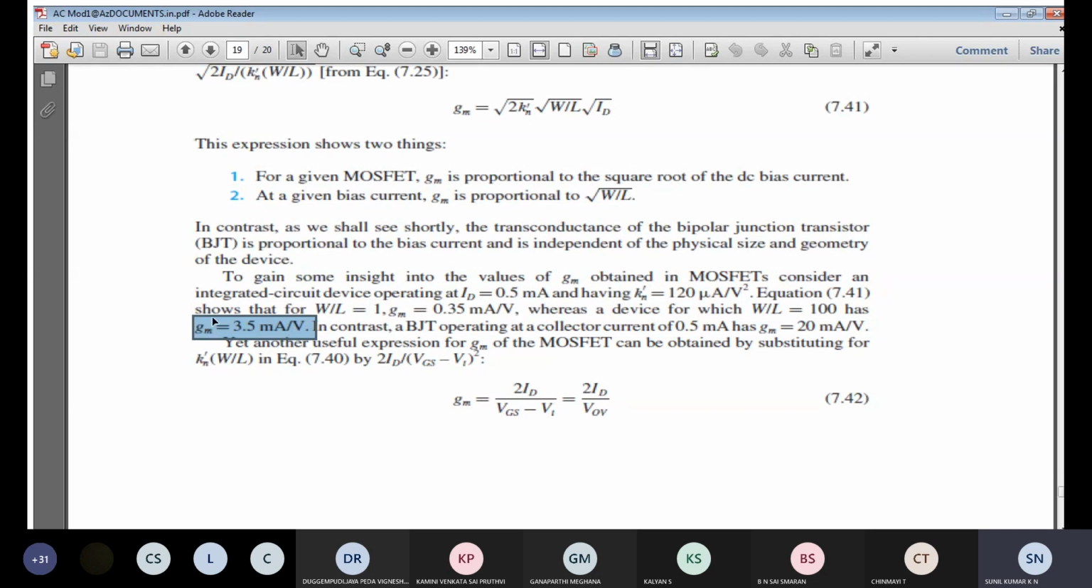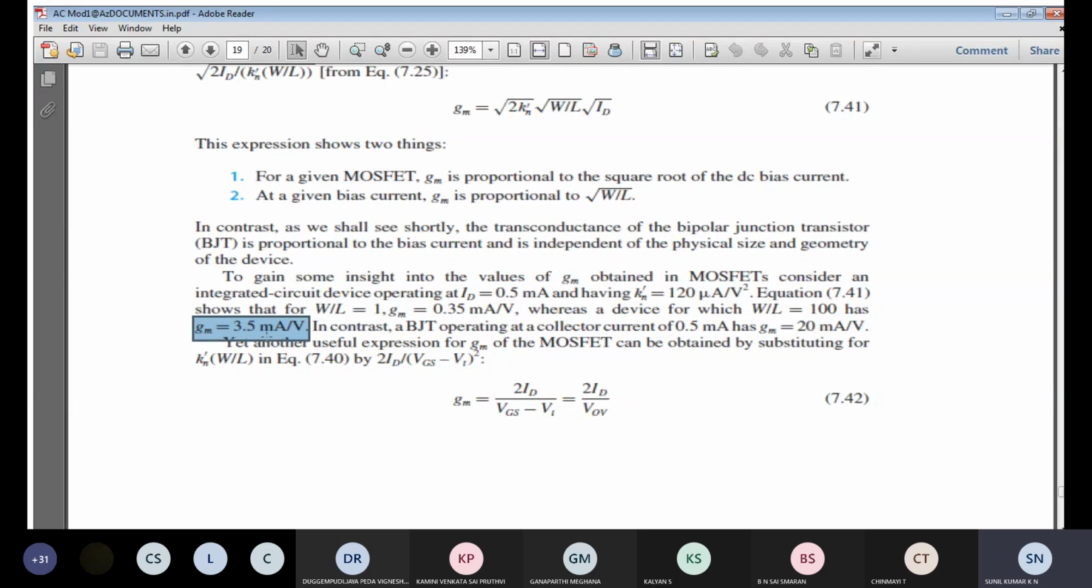In contrast, this is the value of the transconductance. In the previous expression we said that the transconductance of the BJT will be greater than that of the MOSFET. So we give an illustration of how the BJT transconductance is greater than the MOSFET's. Consider a BJT operating at a collector current of 0.5 milliamp. The transconductance will be 20 milliamp per volt. So you can see the difference: Gm of 3.5 milliamp per volt versus 20 milliamp per volt.